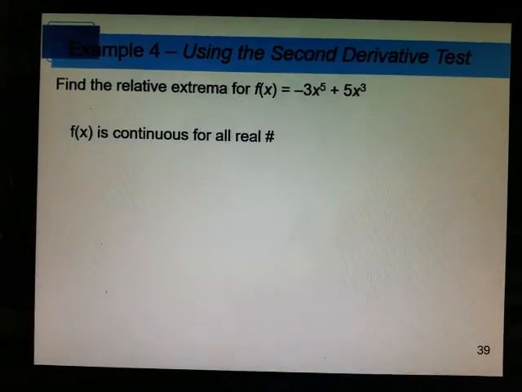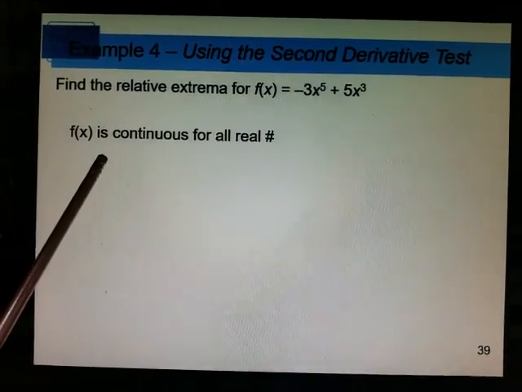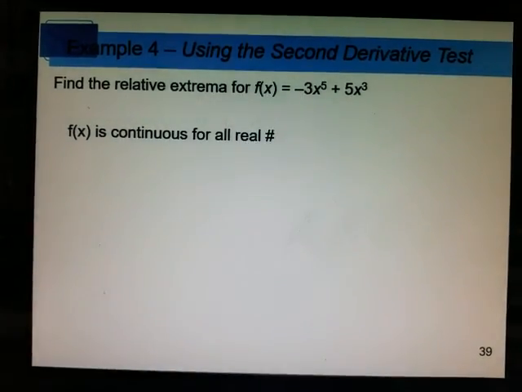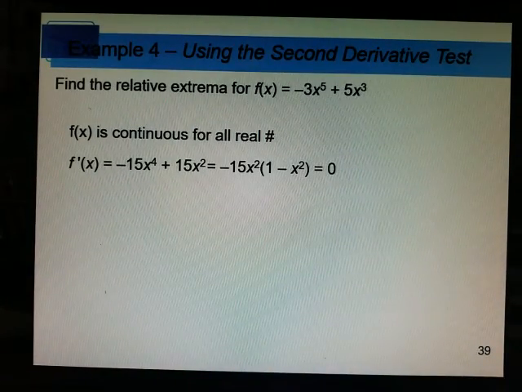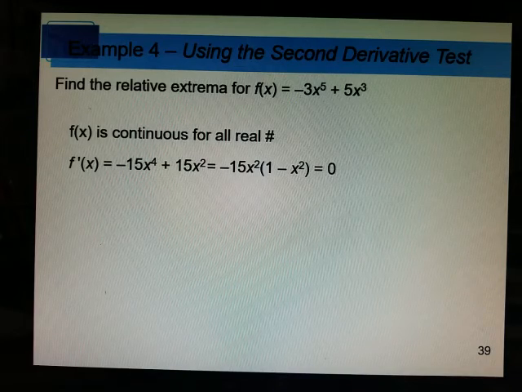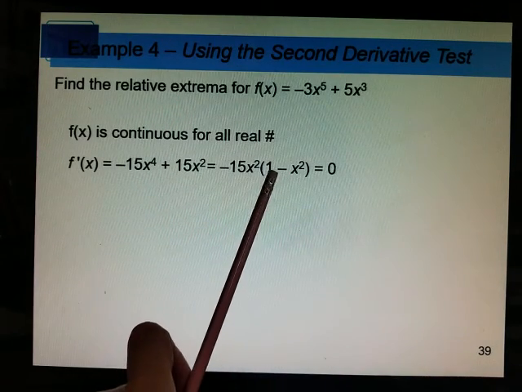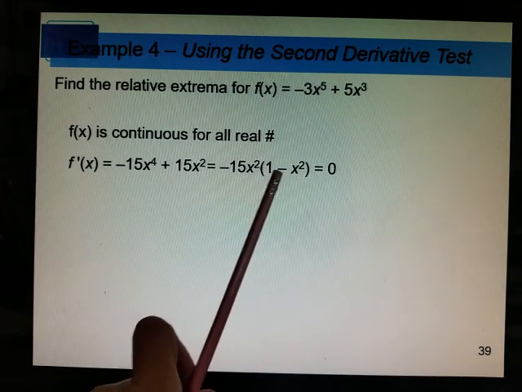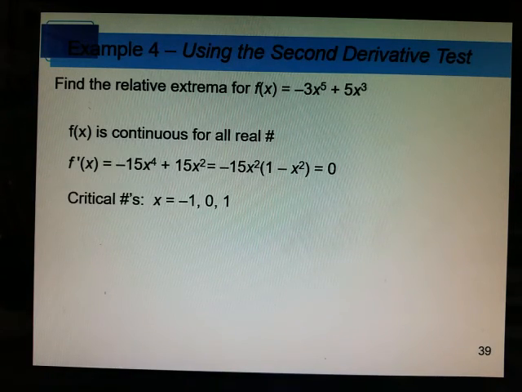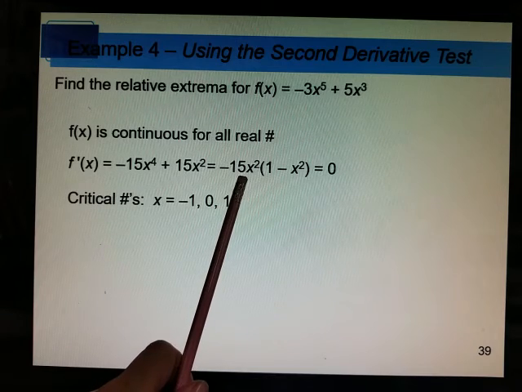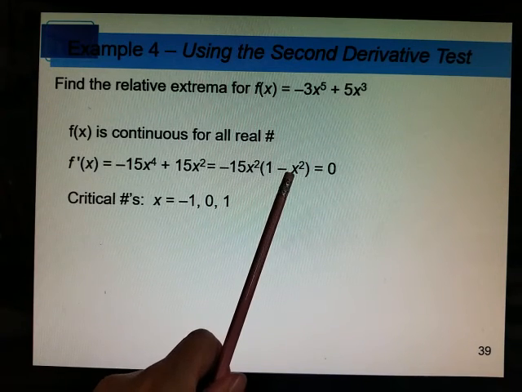Now remember, we should always talk about the domain first. This domain would be all real numbers. Okay, this is a simple polynomial equation. The first derivative, I would go ahead and factor out my negative 15x squared. And then that leaves me right here with a difference of squares of 1 minus x and 1 plus x. So my critical values would be x equals 0, x equals 1, and x equals negative 1.